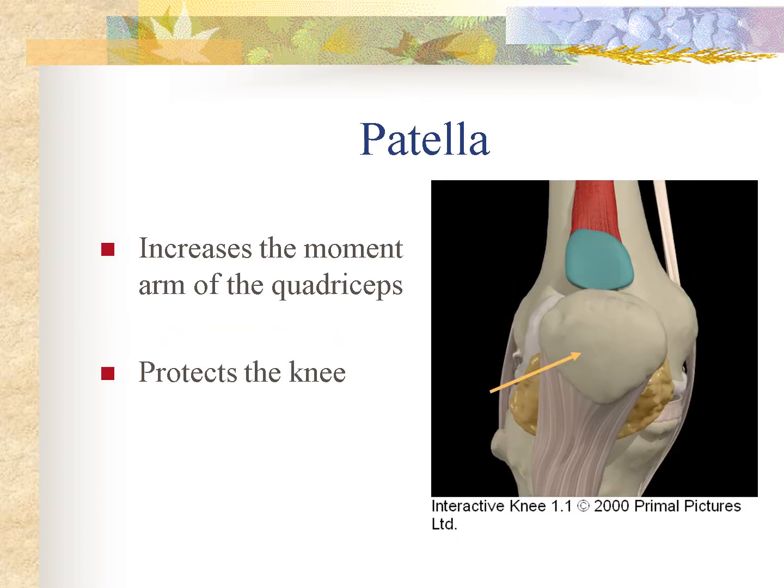So the patella we're already familiar with, and it increases the moment arm of the quadricep muscle and is very important for producing strength of contraction. It also is protectant in that it covers the front side of the knee.